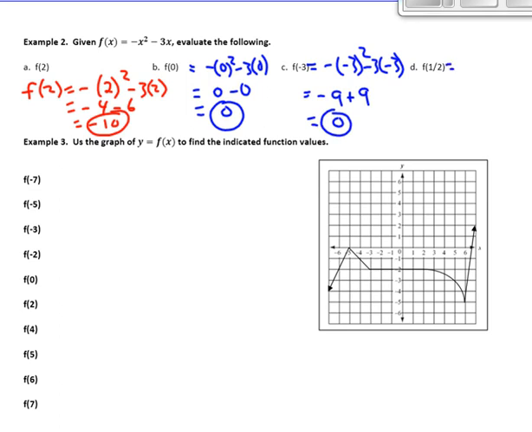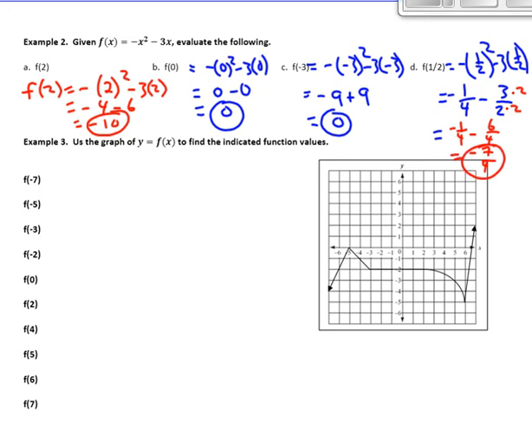And then finally, plugging in 1/2. When I do 1/2 squared, I get 1/4, so I get negative 1/4. And then 3 times 1/2 is 3/2. In order to add these together, I need a common denominator. So I'm going to multiply both top and bottom of the second one by 2. So I get negative 1/4 minus 6/4. Negative 1/4 minus 6/4 is negative 7/4. I end up with negative 7/4. So that should be a 4.